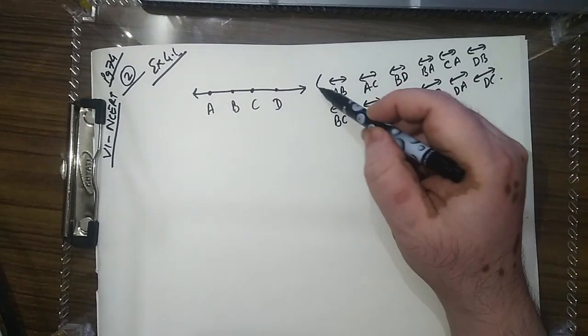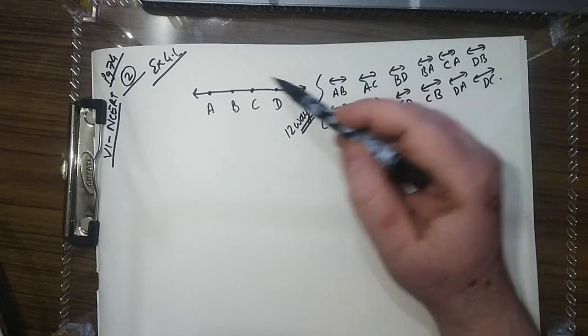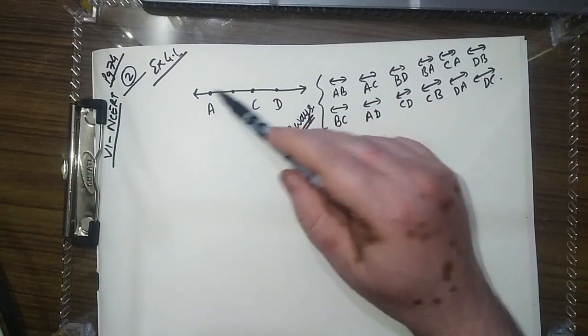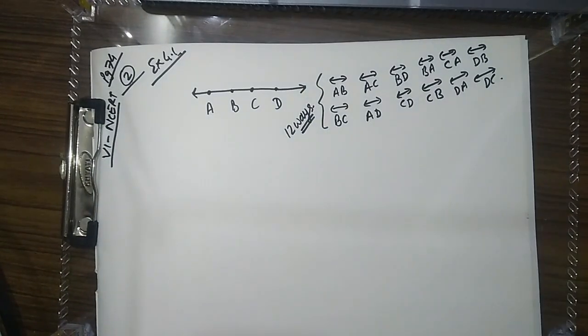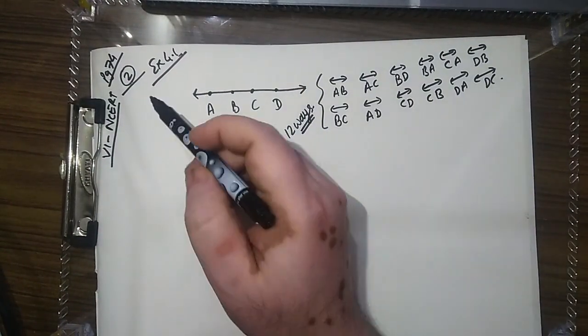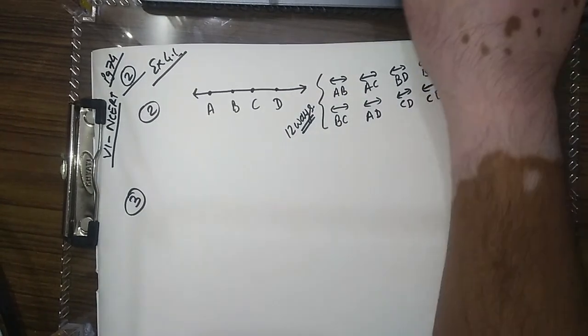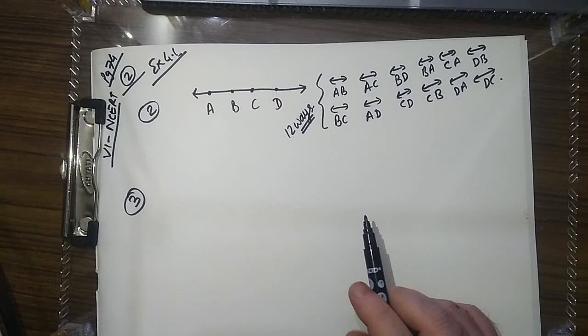So these are the 12 ways in which the same line can be named, because both the ends are limitless. So any 2 points represent the same part of the line, and that can represent the whole line. So this is the answer here. This was question number 2. Question number 3 says, use the figure to name. So first of all, we'll draw the figure.